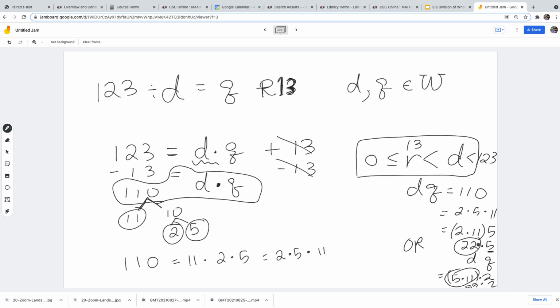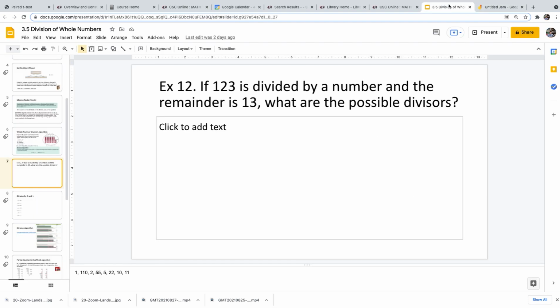So either way, whether I put 22 as d or 55 as d, they are greater than 13 but less than 123. There's no other combination for d that meets this condition. So we can say d can be either 22 or 55. This is not an easy problem to solve. So please re-watch this part again if you don't understand that, okay?